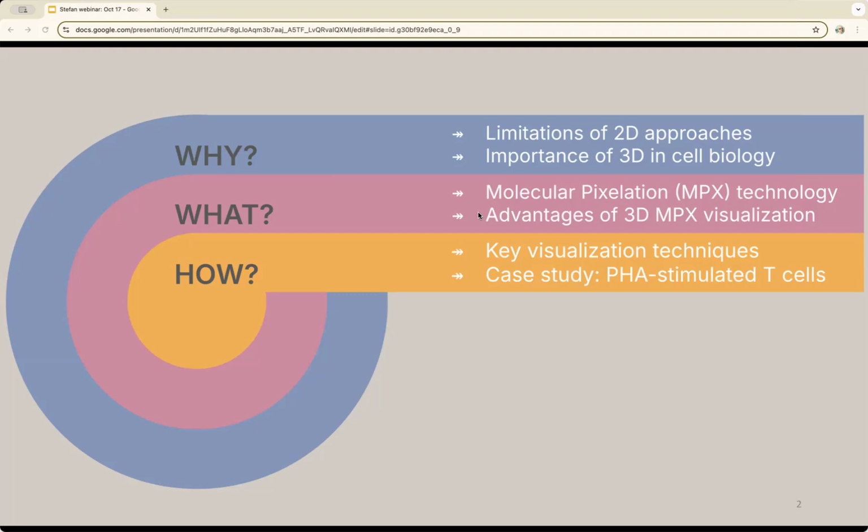And then again, we'll discuss a little bit about the molecular pixelation technology, just for those of you who maybe have missed the previous webinar. Then we'll also talk about the advantages with the technology in terms of visualization. And then we'll end up with some practical examples of 3D visualization with MPX data. We'll discuss some of the core principles that guide visualization in MPX data. And we'll look more in detail into one case study that looks at PHA stimulated T cells.